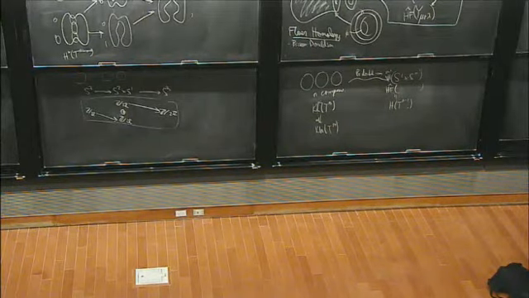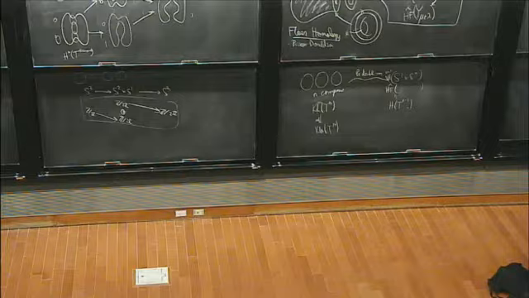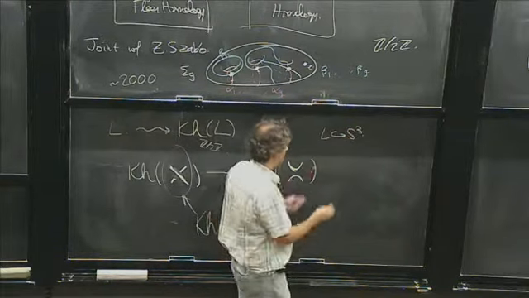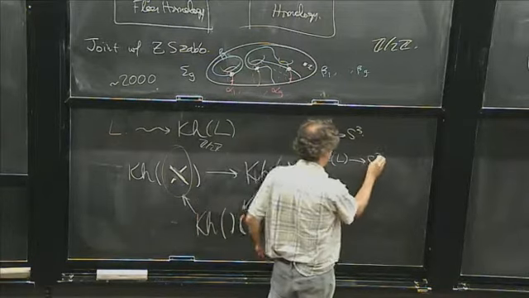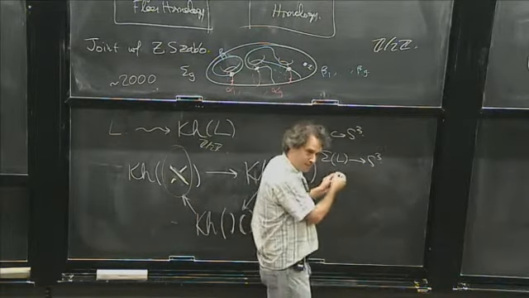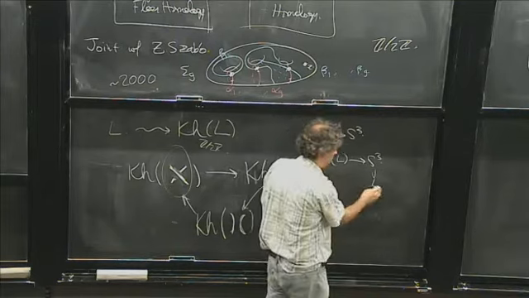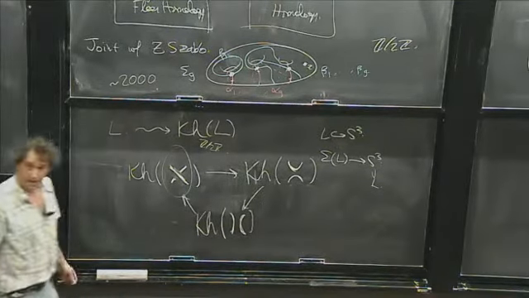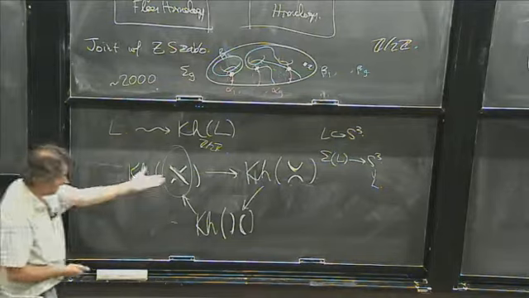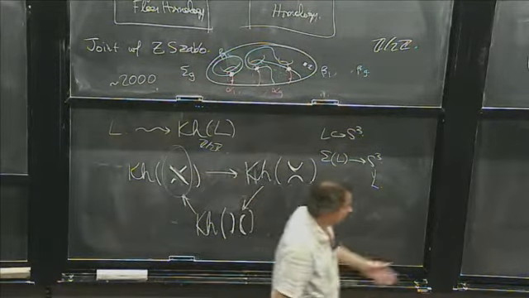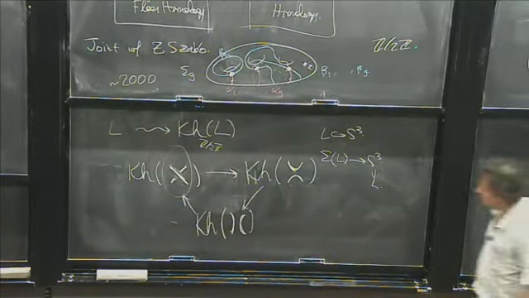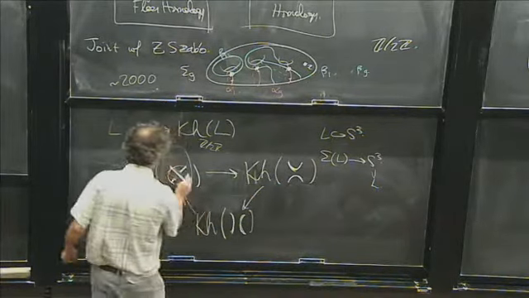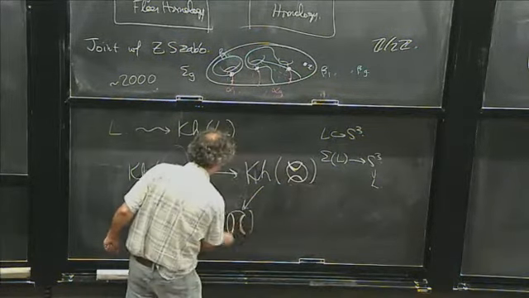Suppose I have a link inside of S3, and I take its branch double cover, which is a new 3-manifold with a 2-to-1 map to S3, generically 2-to-1, which is 1-to-1 right along the locus of the link itself. And that's a nice 3-manifold. I can try to take its Heegaard-Floer homology, like I did over here. And let's see what happens to these 3 different links as I take their branch double covers.